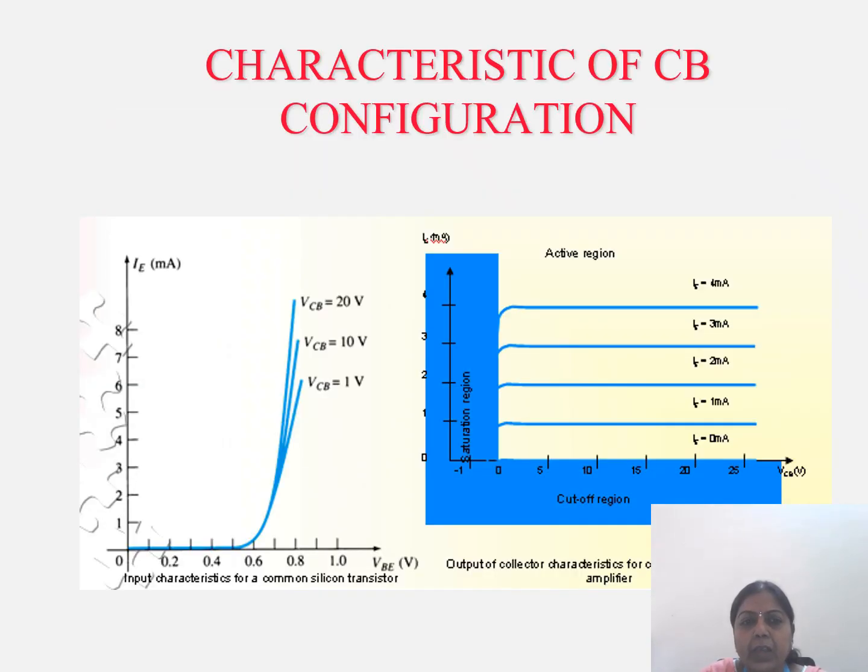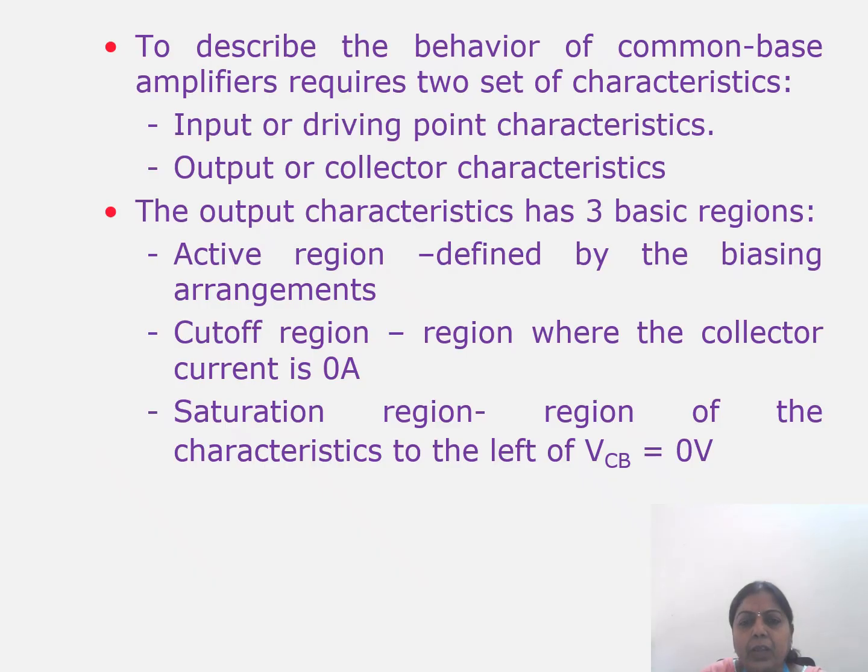So this is the input characteristics for the common base configuration, with respect to base emitter voltage and emitter current. Then the output characteristics we get as collector base voltage to collector current, with different sets of input current held constant. In this output characteristics, they can be divided into three regions. One we can call the active region, another is the cutoff region near the x-axis, and another we can call the saturation region.